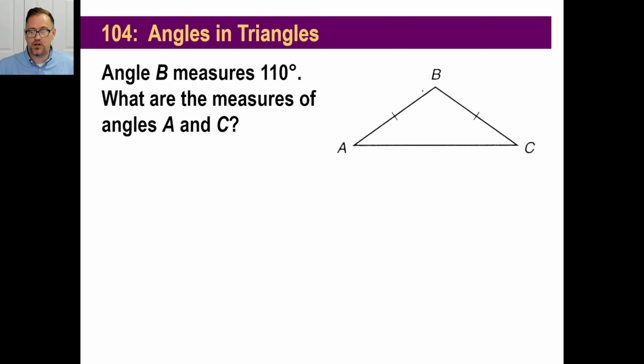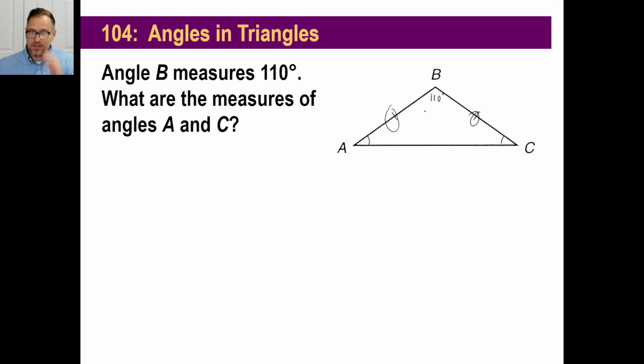Angle B measures 110 degrees. What are the measures of angles A and C? So the measures of angles A and C, you're going, wait a minute. I don't know. There's nothing. Oh, wait. I know that this is 110 degrees. But how am I supposed to know what these two are? Well, this is your clue. Your clue is that this side is the same as this side. Remember the tick marks a couple of slides back?